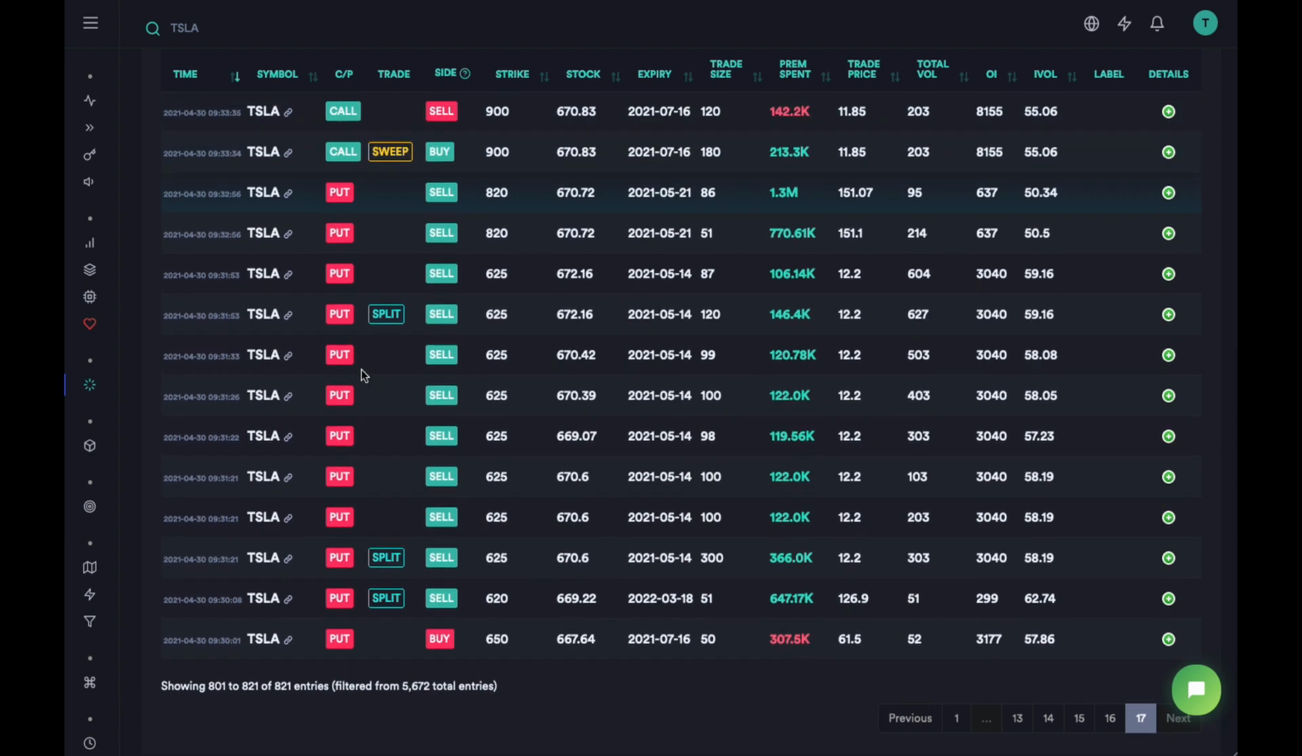Again, then we can see that there are a lot of orders on put sells. Now if you know anything about options flow, you know that selling puts is a bullish signal and selling calls is a bearish signal. Why is that?